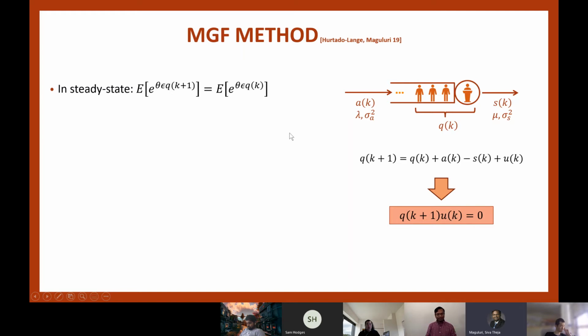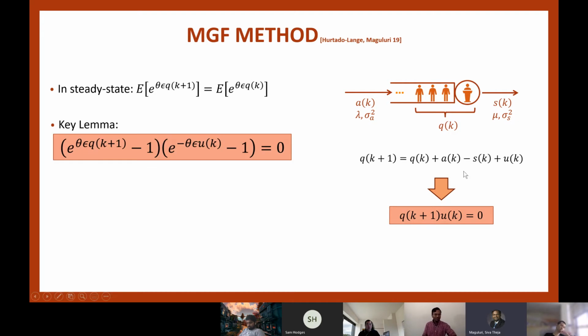Now I'll substitute Qk plus 1 using the update. But earlier, when I had Qk plus 1 square, I simply used the binomial theorem to expand it. Now I have an exponential and I have all these terms in the exponent. There's a binomial theorem for any power, but there's no binomial theorem for exponential. So we need a new trick here. The trick that we use is basically this relation.